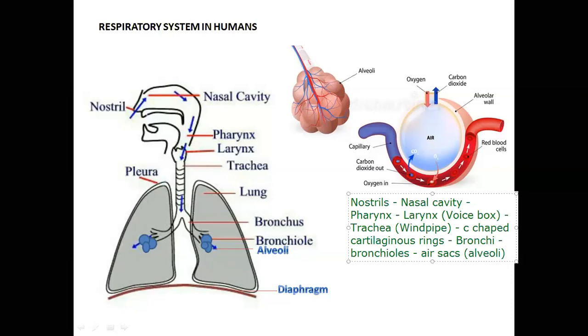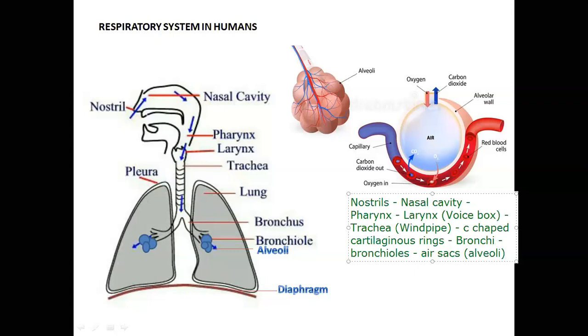Here is the pathway of the respiratory system in human beings. Nostril, the two pores in the nose. The cavity, that is the nasal cavity, enters into the pharynx. Then the larynx, where the voice box is present. Then the trachea, also known as windpipe, characterized by C-shaped cartilaginous rings. And the bronchi, which further divide into primary, secondary, and tertiary bronchi. And the bronchioles and the air sacs, that are alveoli.